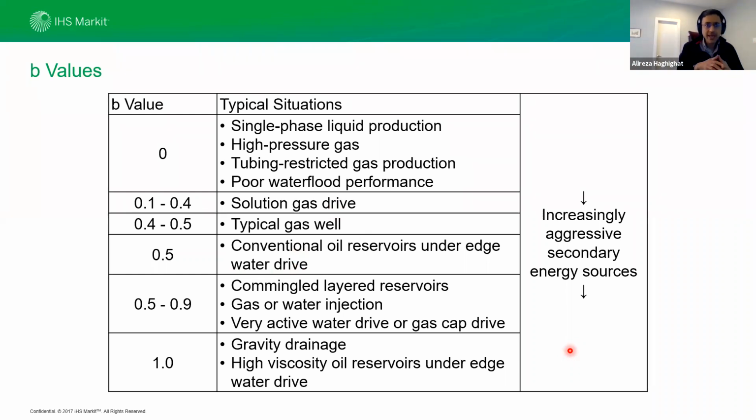So that was an introduction about asset evaluation techniques and decline curve analysis. Now we are going to see a real case study, how we can perform asset evaluation with decline curve analysis for a gas condensate reservoir.